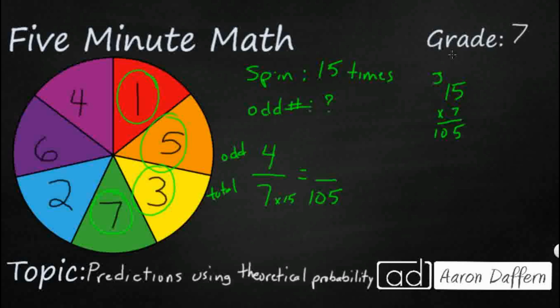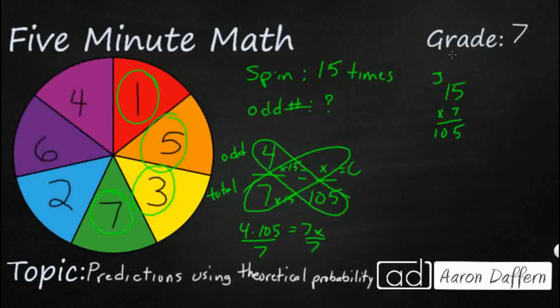And you've got a few options here. If you really want to, you can go ahead and do a cross multiplication. You could do this if you want to, but there's actually a faster way, right? 4 times 105 equals 7 times x, divide both sides by 7. But we already know that we're multiplying by 15. There are 15 spins, so there's no need to do all of that. Let's just do 4 times 15, and x is going to equal 60.